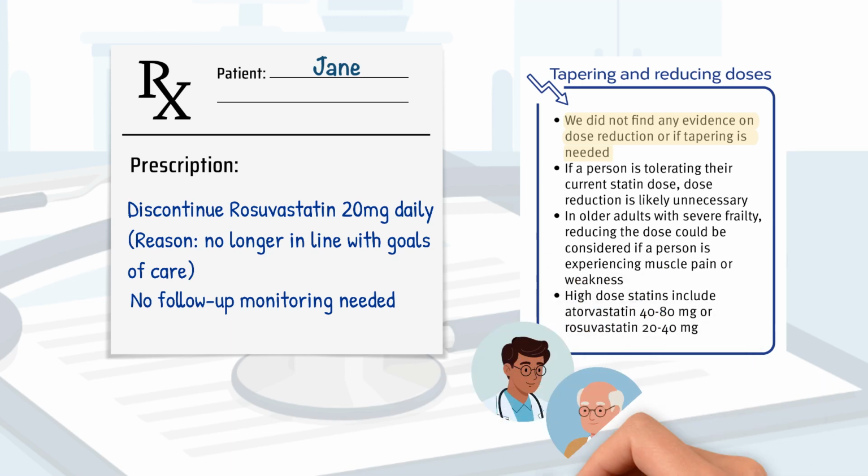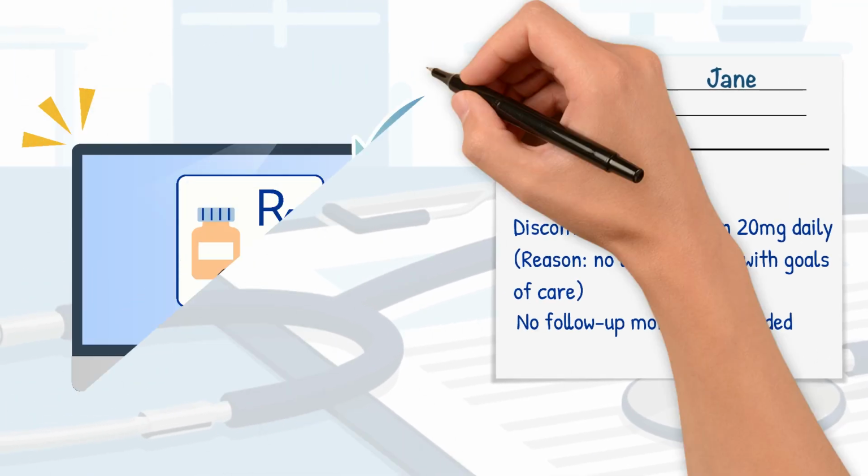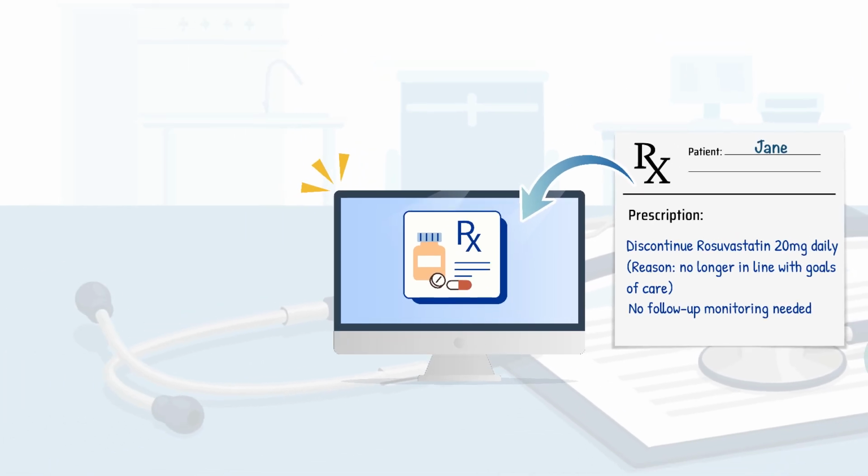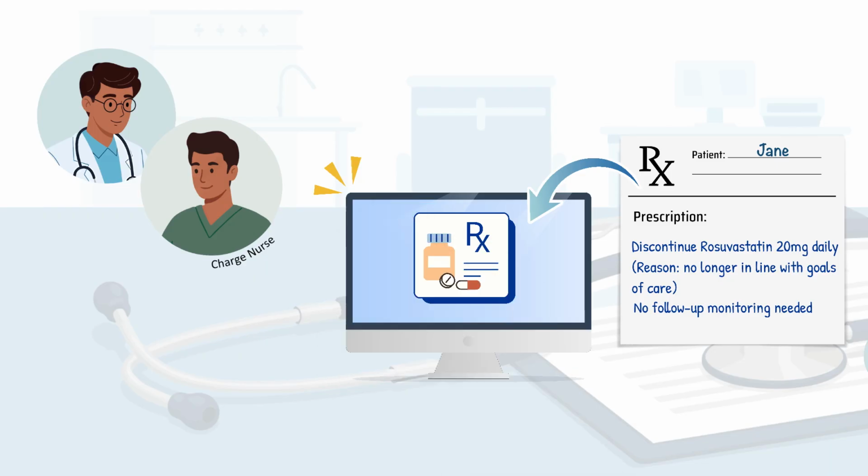You take the time to explain to Jane's husband that he can always reach out to you if he changes his mind. You then take the opportunity to summarize the conversation in Jane's patient record and discuss the outcome with her nurse. You then write a new prescription to communicate the change to the pharmacy.